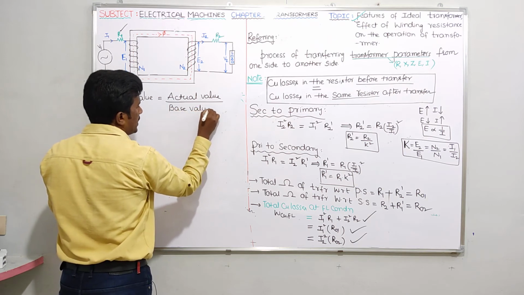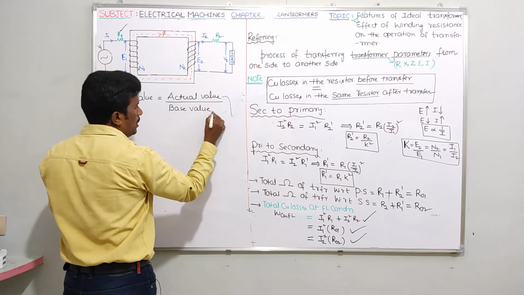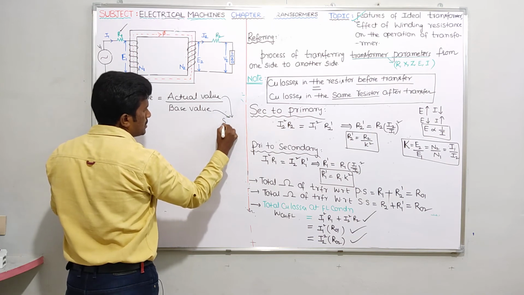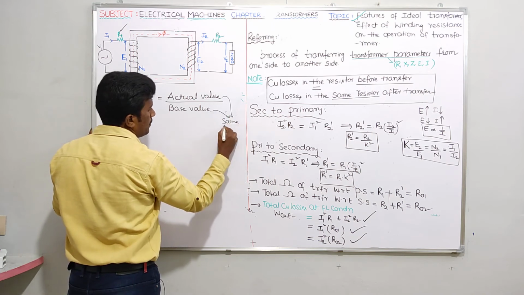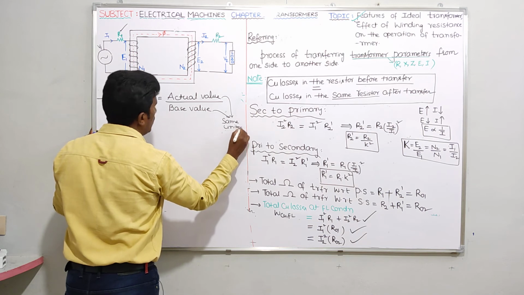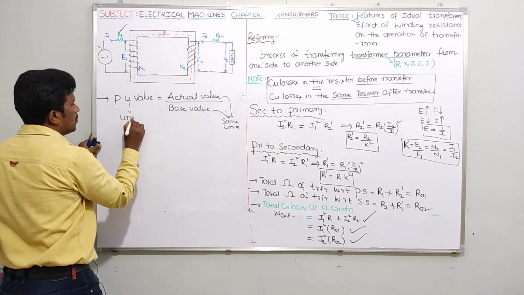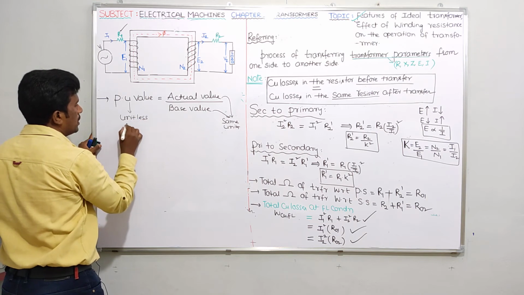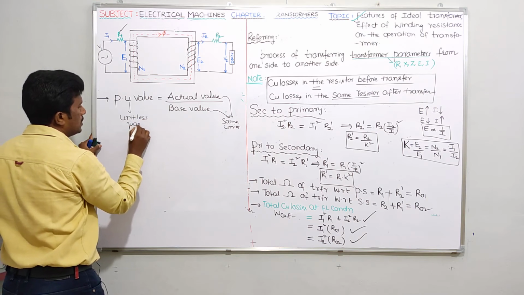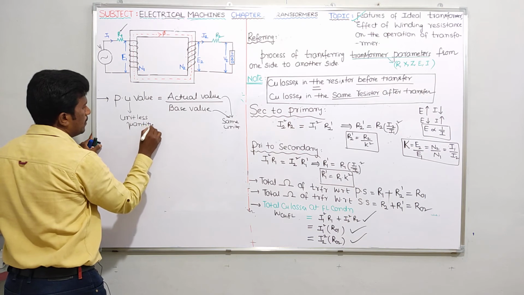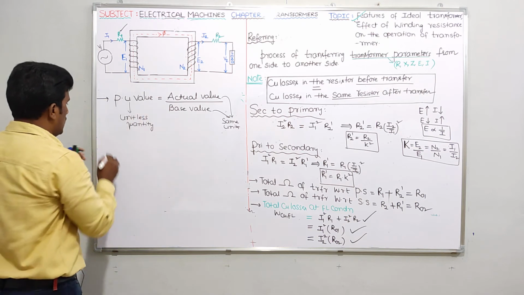One thing you have to understand, this actual value and the base value should have the same units. Then only the per unit value will be a unitless quantity. It is a unitless quantity. Is it clear, guys? Now let me ask a question.